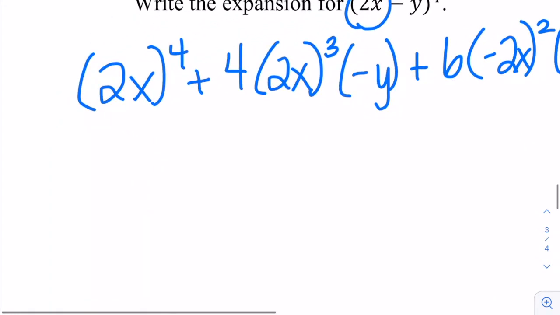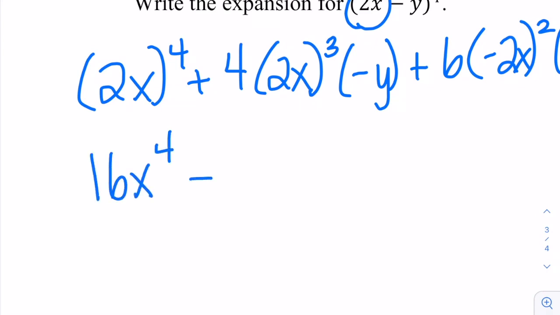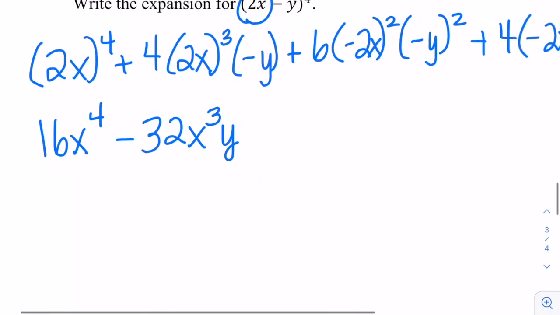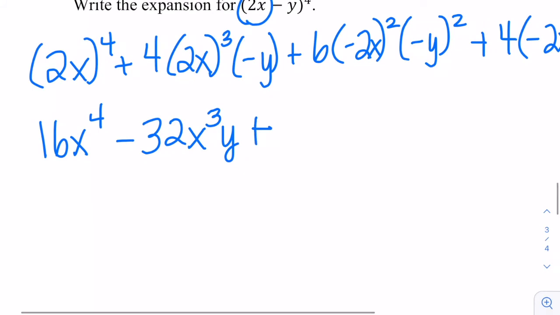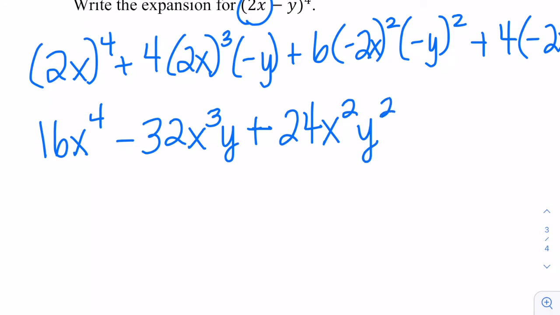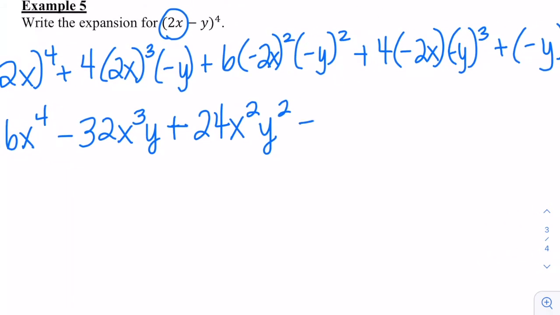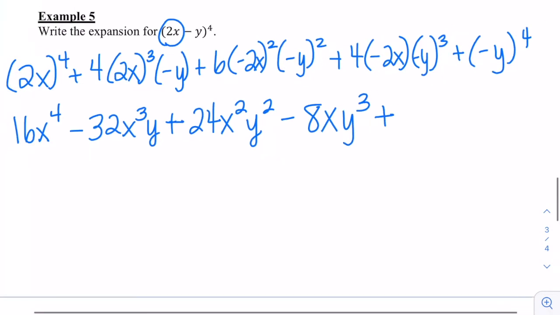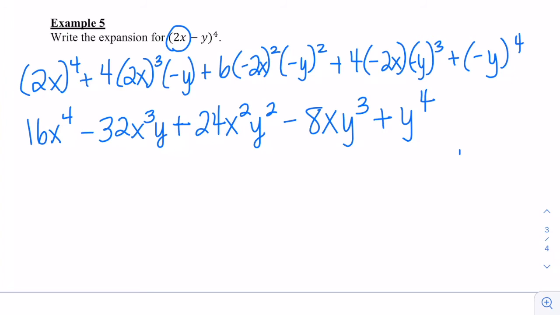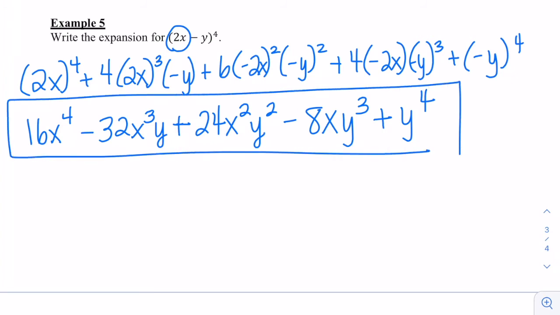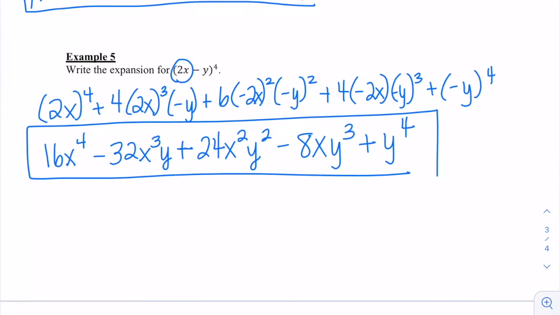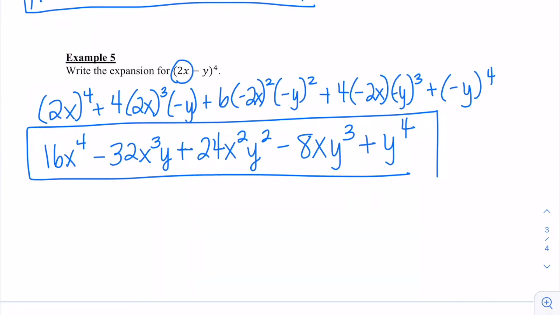So 2 to the fourth, that's just going to be 16. x to the fourth, we'll have -32 x cubed y, and then plus 24 x squared y squared, and then minus 8xy cubed, and finally plus y to the fourth. Right, so simplifying those wasn't too bad using the binomial theorem.